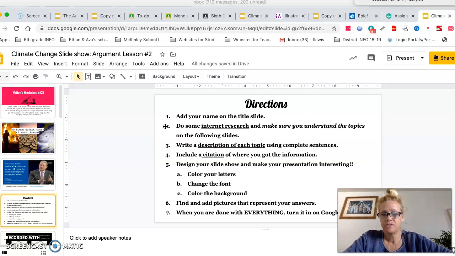And make sure you understand the topic. Sometimes you might have to read the articles a couple times or watch the videos a couple times. I know I do too. So to get the information, because it's complicated information. It's not something we talk about in everyday conversation. Fossil fuels and climate change, which is now actually called climate crisis.